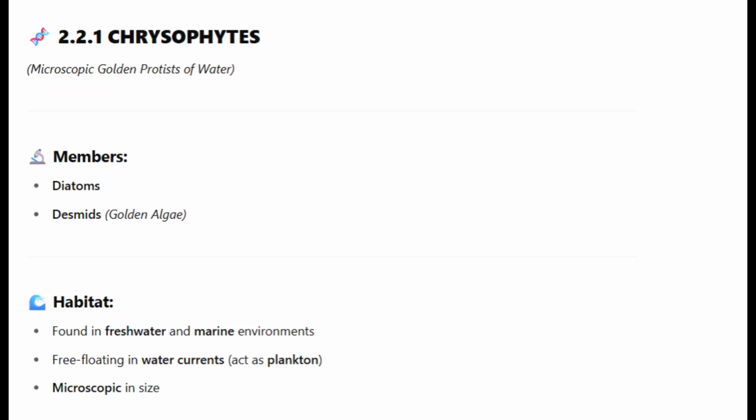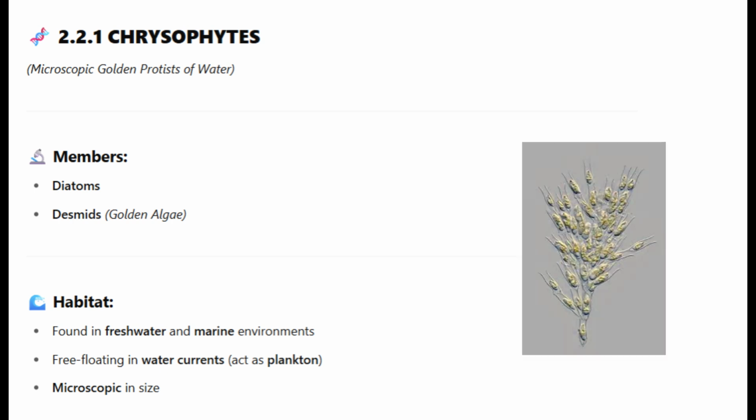Classification of protists. 2.2.1 Chrysophytes. Microscopic golden protists of water. Members: diatoms and desmids, also called golden algae. Habitat: found in freshwater and marine environments. Free-floating in water currents, they act as plankton.